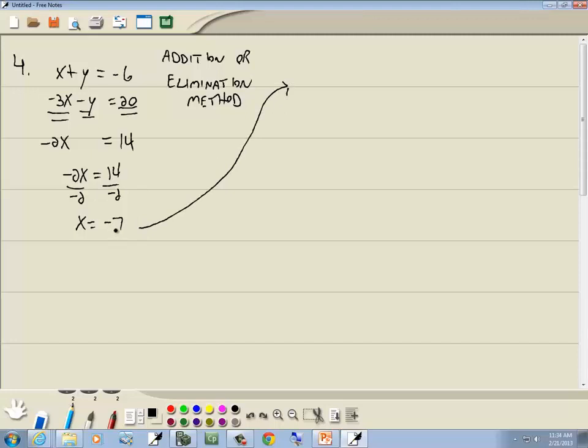Now at this point you want to plug that value into one of your equations. It doesn't matter which one. Probably your first one looks a little easier. So we got x plus y is equal to -6. And down here we just said x is equal to -7. So we're going to replace the x here with -7. And I want to solve for y, so I take -7 over. And we get 6 plus 7, or y is equal to 13. So our answer will be -7, 13.